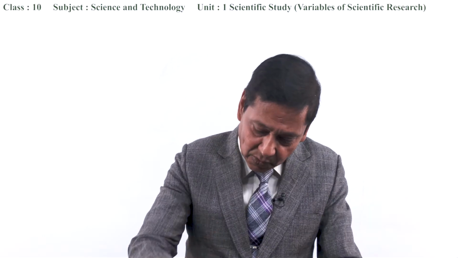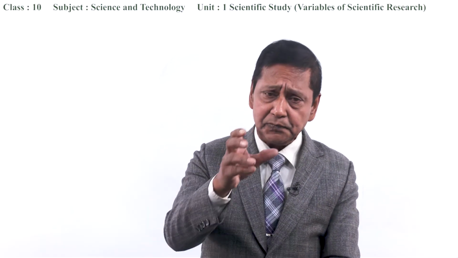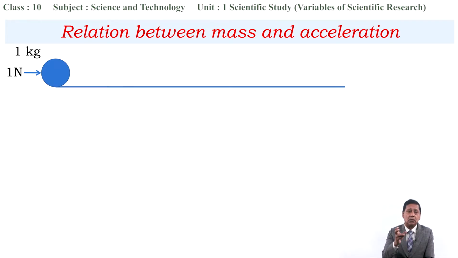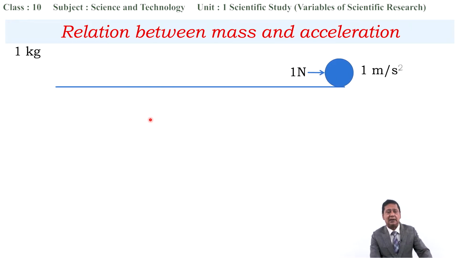Okay, now let's go through another example also. This relation was also established in class 9. I am going to take an example from class 9 because you will be comfortable in class 10 if the example comes from class 9, previously studied. Relation between mass and acceleration. Look at this, a 1 kilogram mass is taken. If 1 Newton force is applied, then it moves and an acceleration of 1 meter per second square is produced.